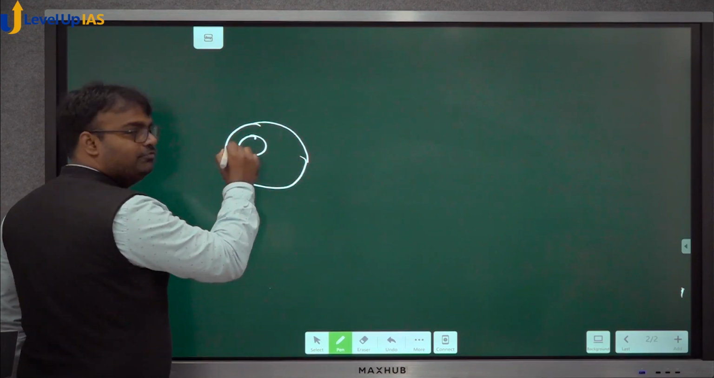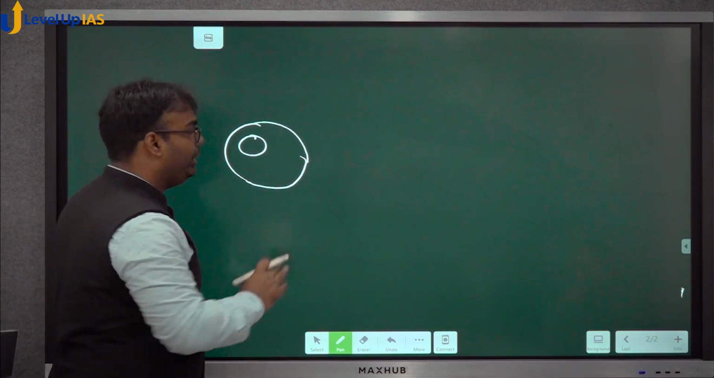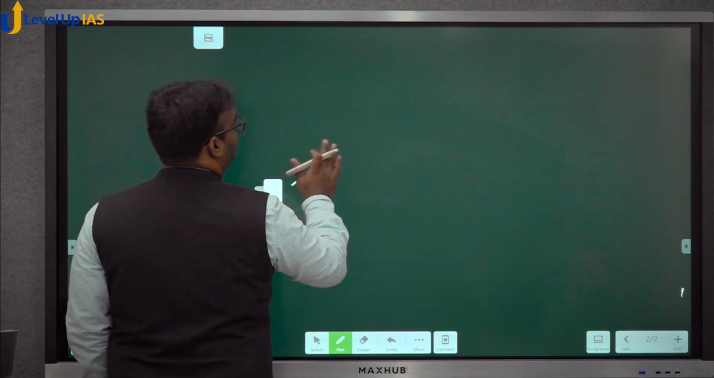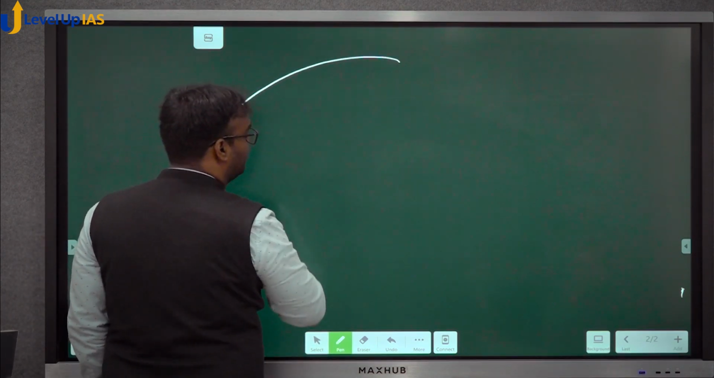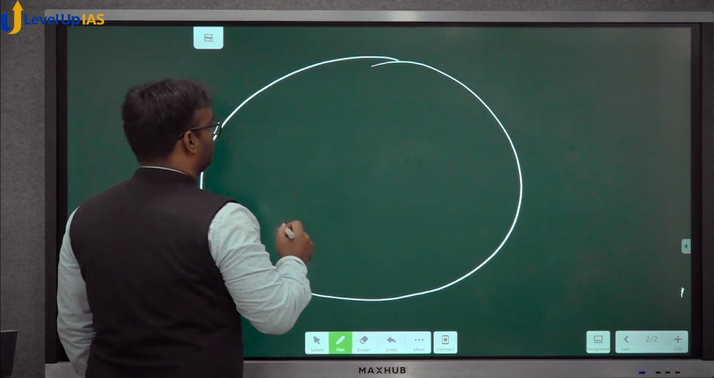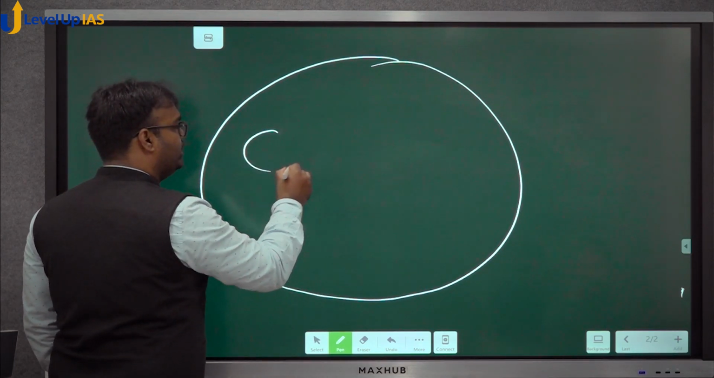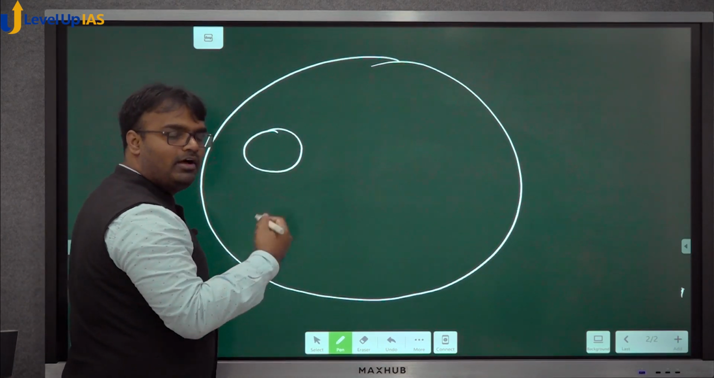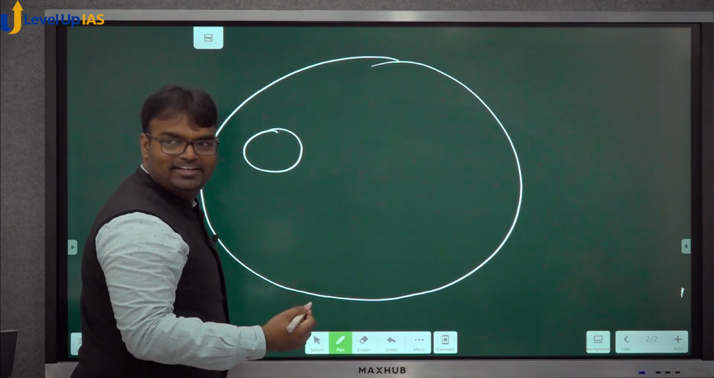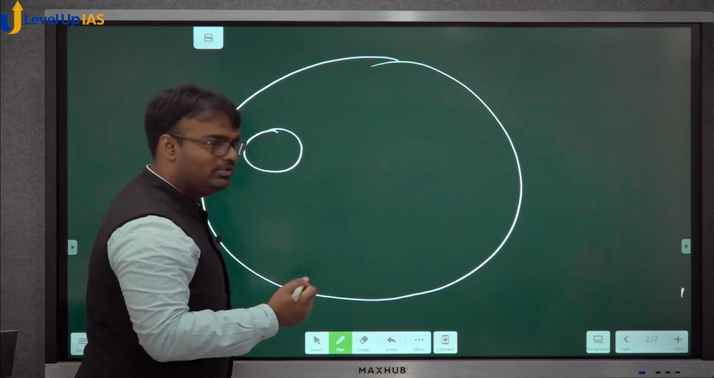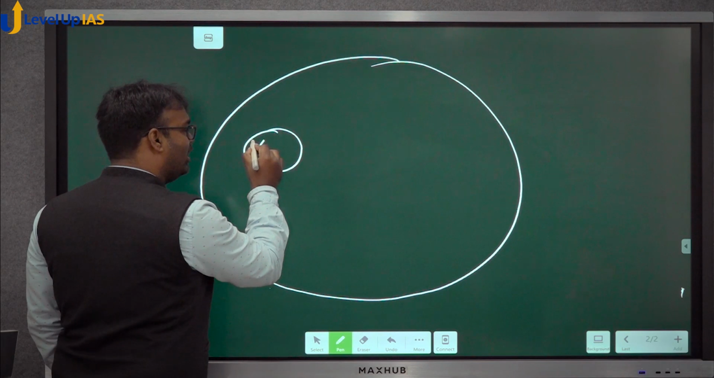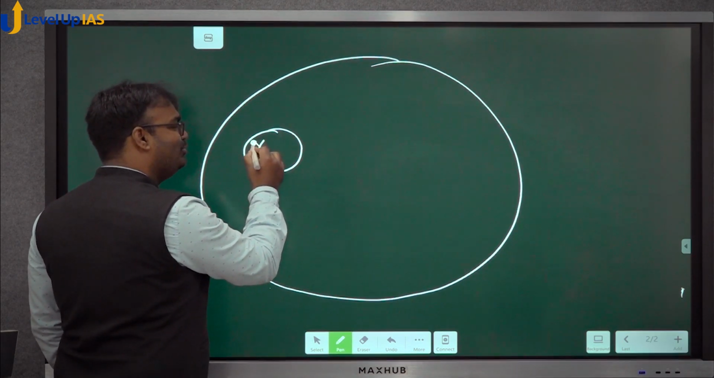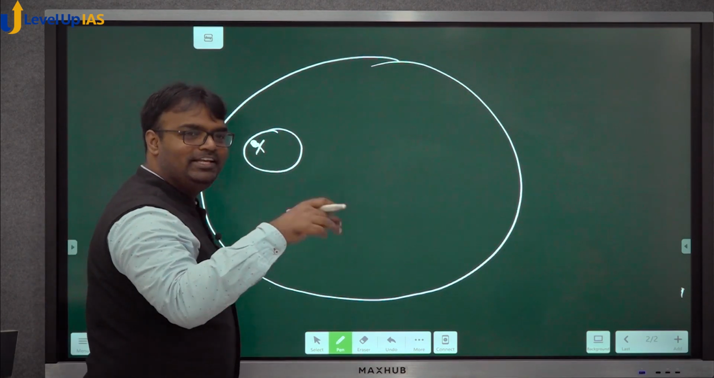In the nucleus, we have our genetic material. Okay, let me draw a bigger cell. Let's say this is one single cell. In the nucleus, we have our gene, our DNA, our chromosome. On chromosomes are DNA. On DNA is gene.